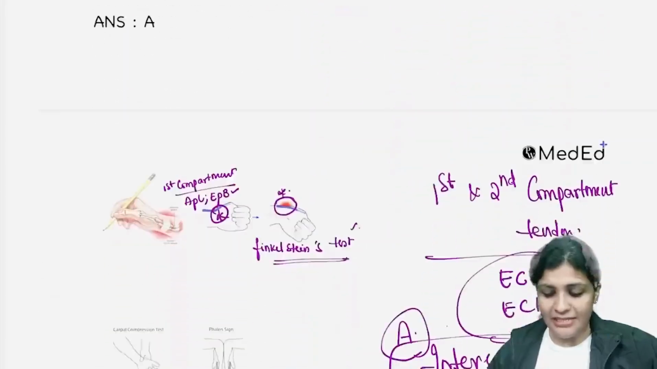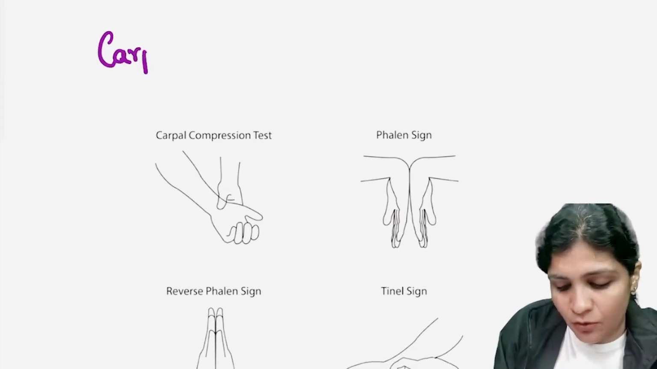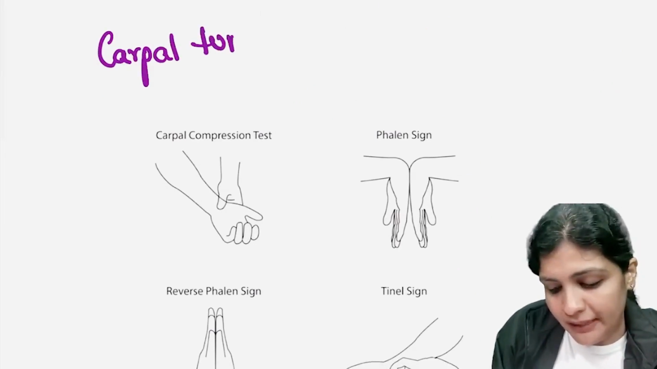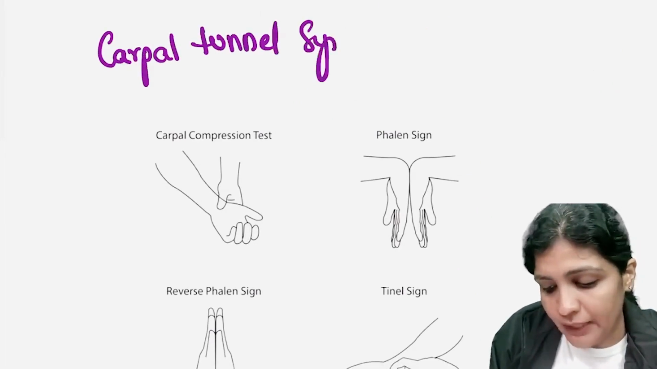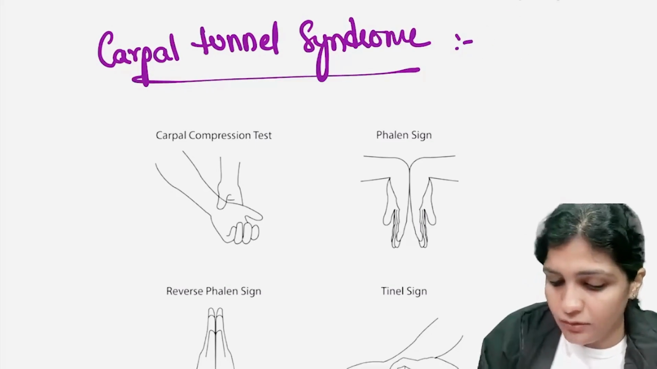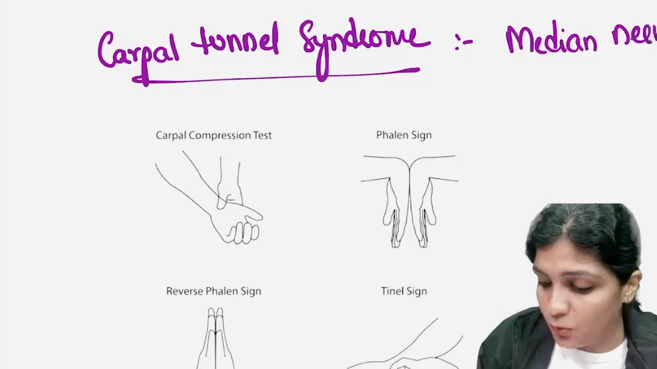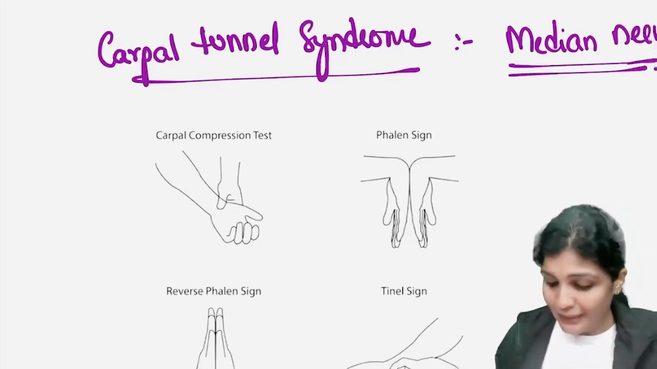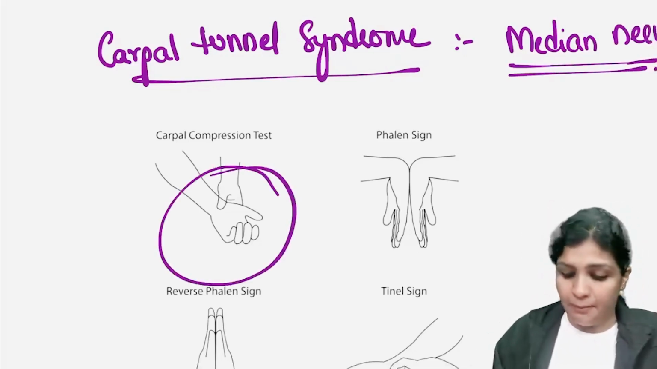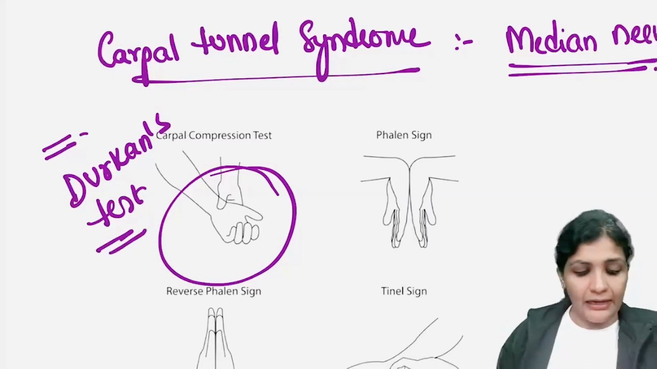Now, what are the various tests which are used for carpal tunnel syndrome? So, what is carpal tunnel syndrome? Carpal tunnel is mainly for the compression of the median nerve. This median nerve compression can be elicited with various maneuvers. The one important one is the direct carpal compression test, which is also called the Durkan's test.